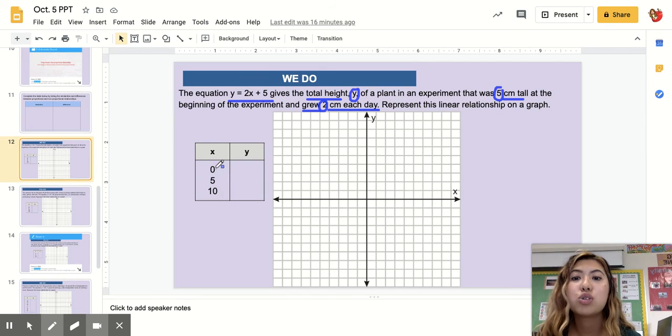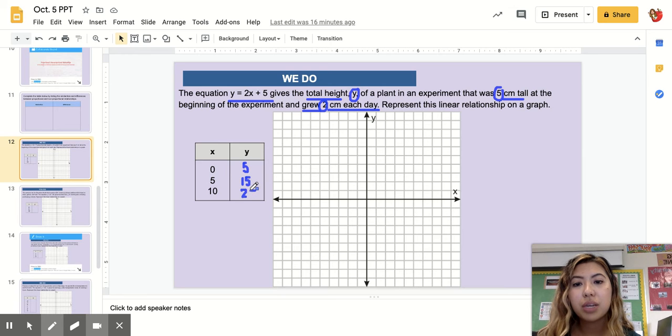All we have to do is plug in the different values into the equation to figure out what our y value is. So when x is 0, we're multiplying 2 times 0, which is 0. 0 plus 5 is 5. When x is 5, we're multiplying 2 times 5, which is 10. 10 plus 5 is 15. When x is 10, we're multiplying 2 times 10, which is 20. 20 plus 5 is 25.